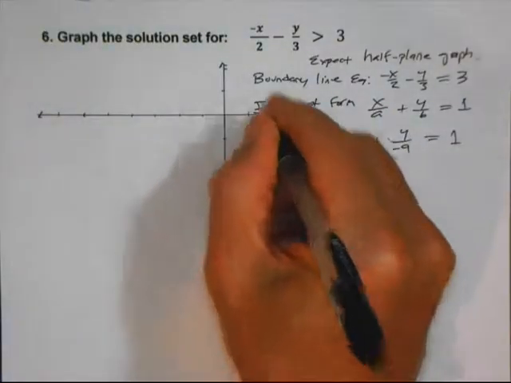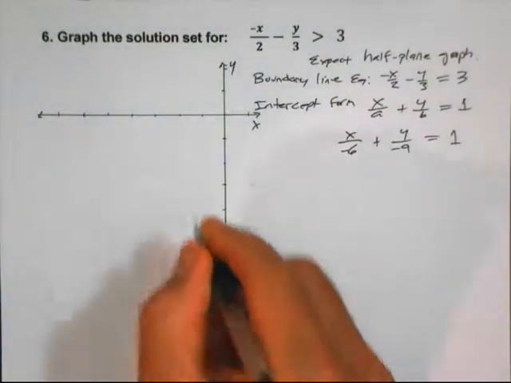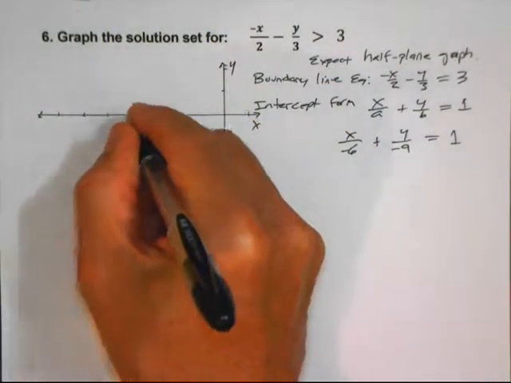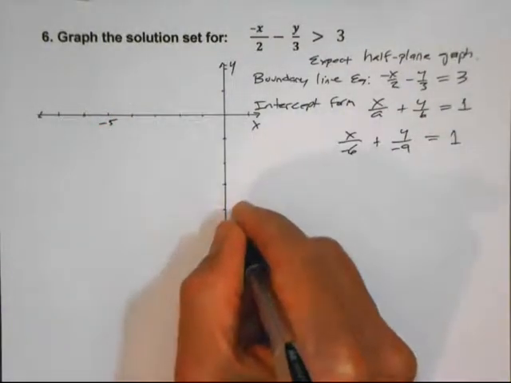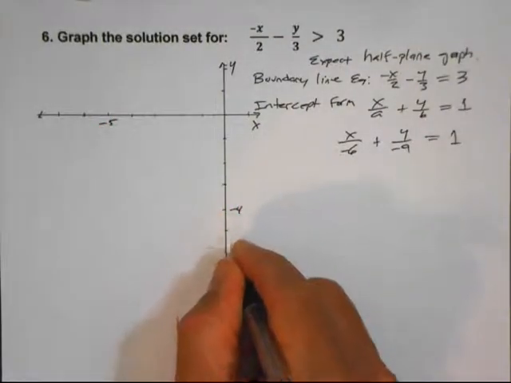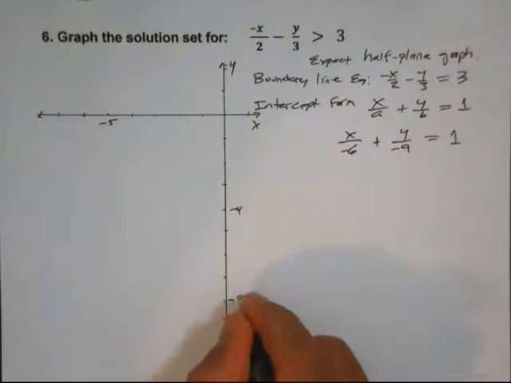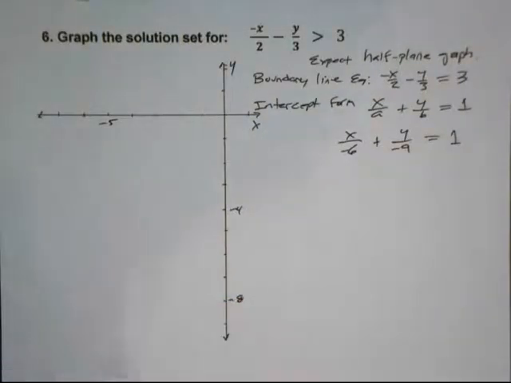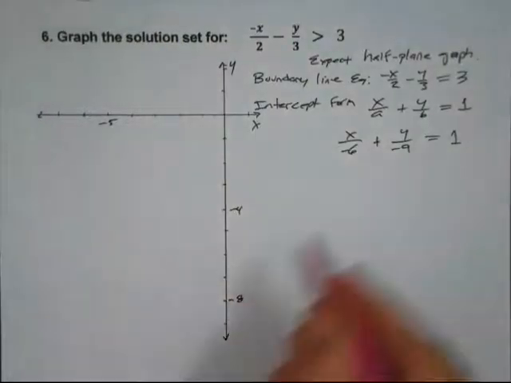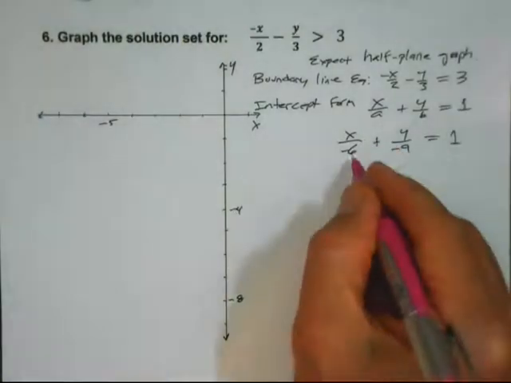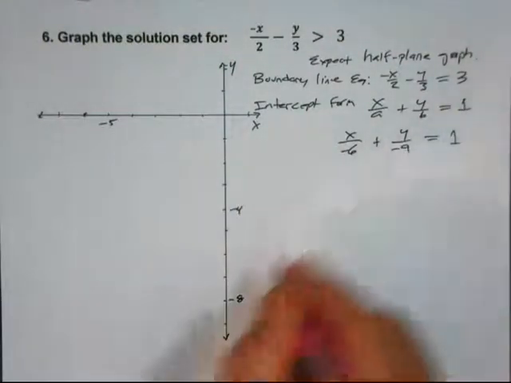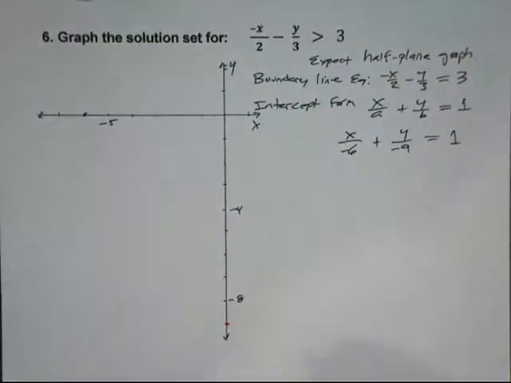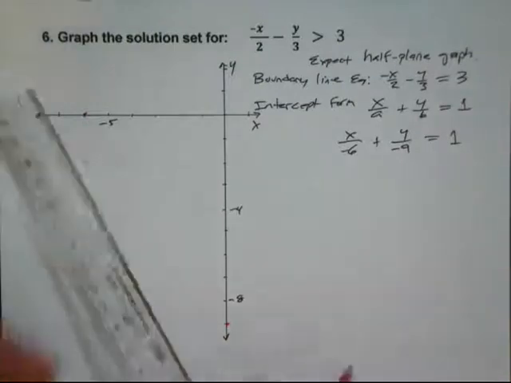Label our axes. Scale our axes. 1, 2, 3, 4, 5. Negative 5. 1, 2, 3, 4. Negative 4. 5, 6, 7, 8. Negative 8. Okay. Now, to graph this in intercept form. Negative 6 as an x-intercept. Negative 9 as a y-intercept. Okay. Connect the points with a straight line.